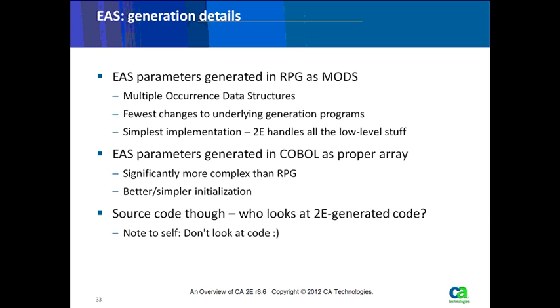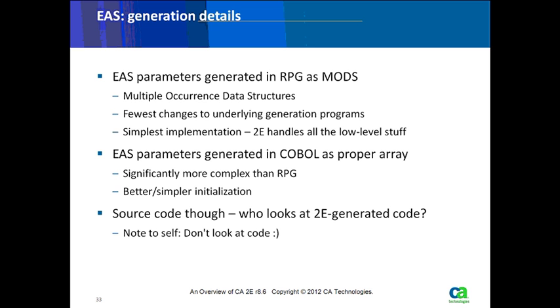In terms of the actual generation, in RPG, these parameter generators are multiple occurrence data structures, MODS. They're not true arrays. The reason we did this was because it meant there were very few changes required to our underlying generation programs. We're currently passing data structures back and forth. The ease with which we can do this made it very simple to implement. We do all the low-level stuff.